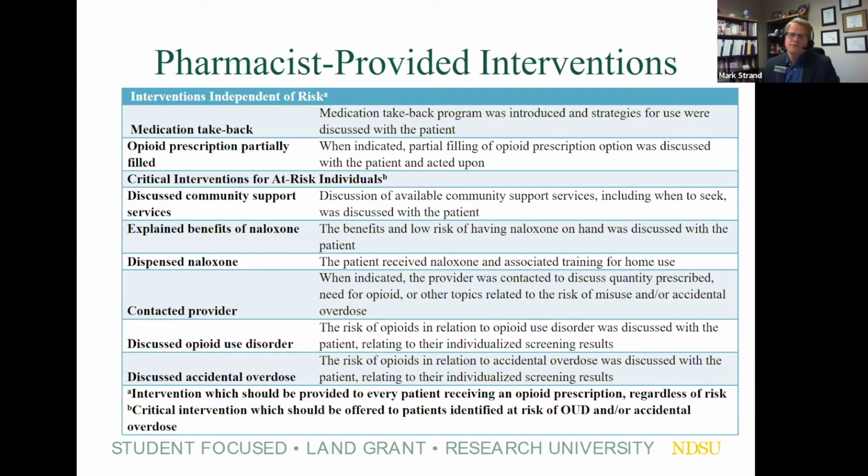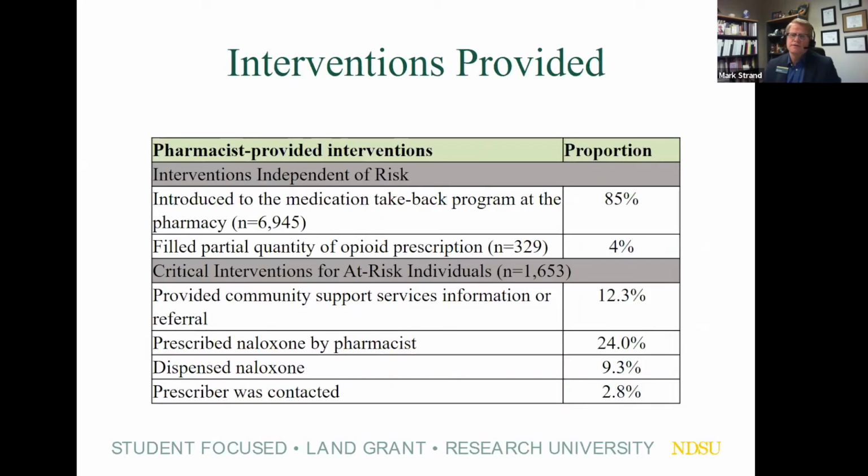So these are the interventions that I showed on the diagram earlier in some detail. I won't go into a lot of detail. I think they're pretty self-evident, but medication take back, partial fills, discussing those services, naloxone, and then the others that I already referred to. And how were those delivered? So these are the interventions provided. 85% of patients were introduced to medication take back, which explains why those MedSafe boxes were overflowing with returned meds. 4% filled a partial fill of the opioid, and we wish that were higher, but uptake has been lower.